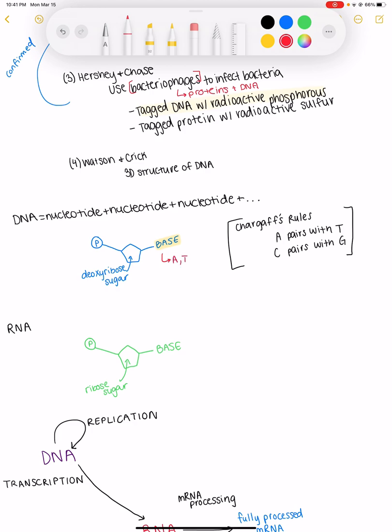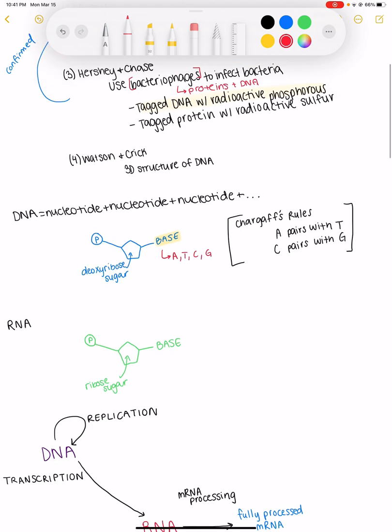adenine, thymine, cytosine, or guanine. Those are the 4 options. This is the only part of a nucleotide that is going to change. The deoxyribose sugar is going to be the same every time, and that phosphate is going to be the same every time. It is the base that is changing.